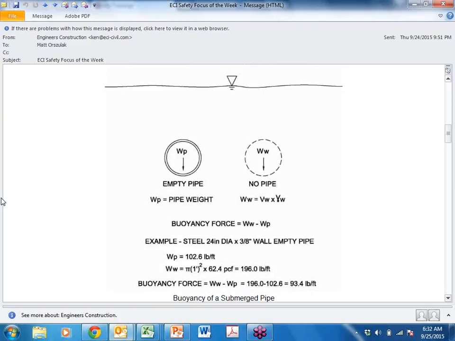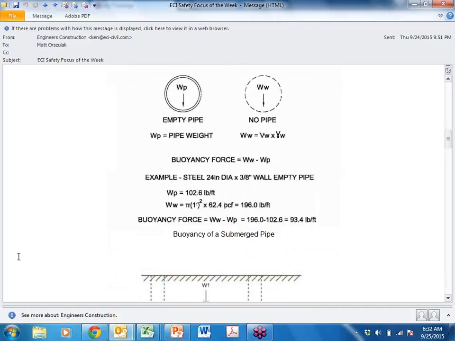Usually you just look at a chart, and then the weight of water is just a calculation based on the volume that we're displacing times the unit weight of water. So an example here, the buoyancy force is the weight of water we're taking out minus the weight of the pipe. For example, a 24-inch steel pipe, 3/8 wall, weighs 102.6 pounds per linear foot of pipe. And the weight of water over that same 1 foot section is 196 pounds. So obviously there's an upward buoyant force from that difference in weight of 93.4 pounds.